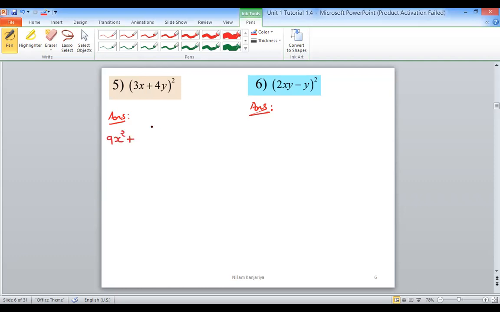Right, 9x square, 24xy, very good. And the last term? 16y square. Okay, now tell me the negative identity also.